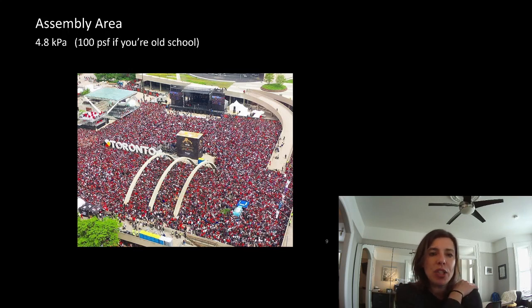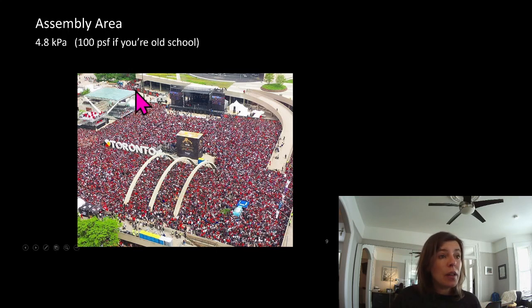Here is an image of downtown Toronto during the Raptors parade. You can see that every 1 meter by 1 meter square of that space has definitely got more than 7 people in it. So if there is anything in this space that has nothing underneath it, it's not sitting on the ground, if that's a building underneath there, we need to design it to be able to support those loads.